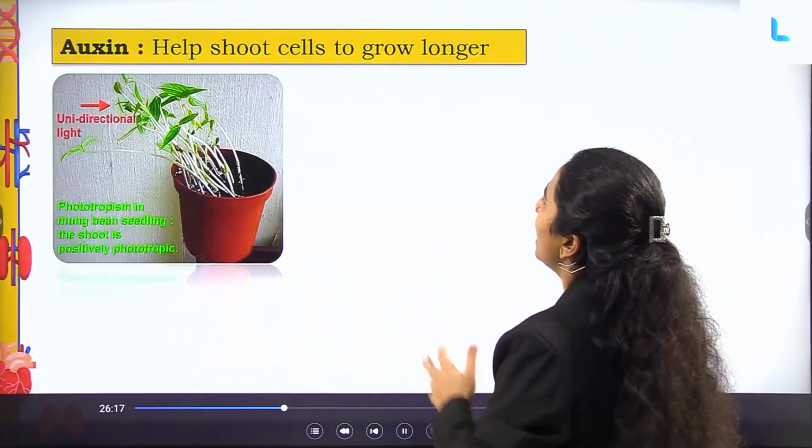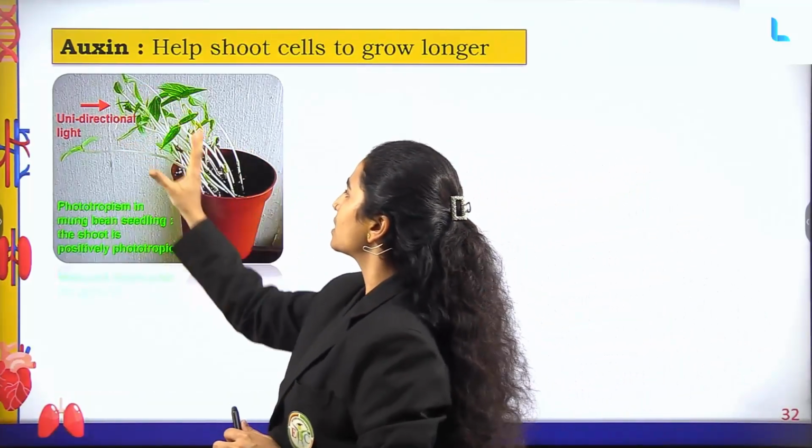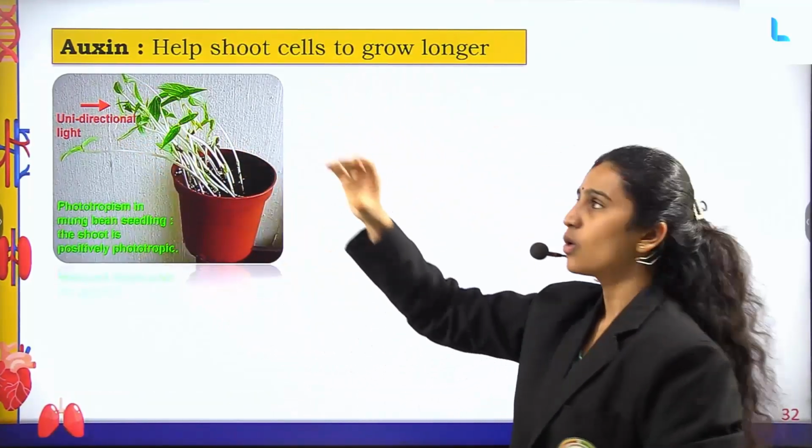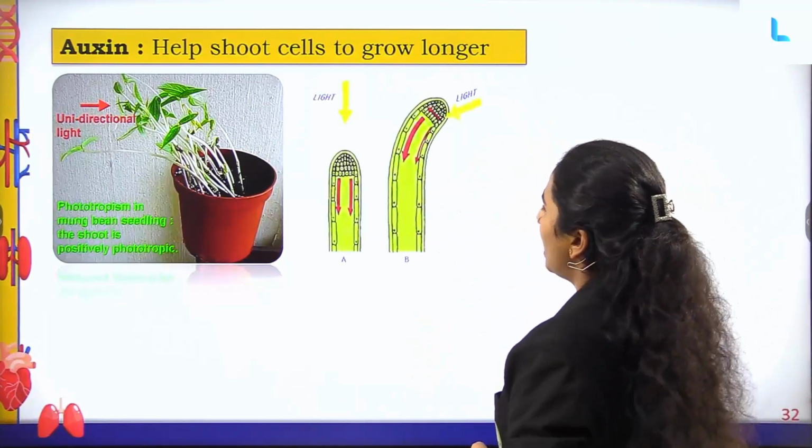So auxin helps shoot cells to grow longer. As I told you, it will bend towards the sunlight and it will make the stems grow longer in size. So this is how it will happen.